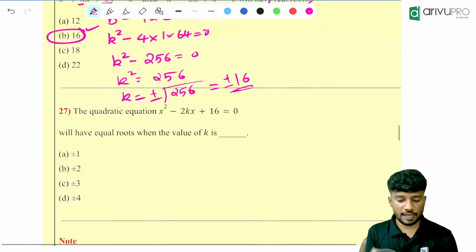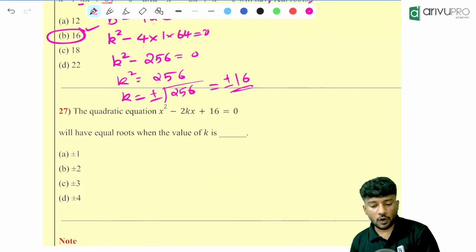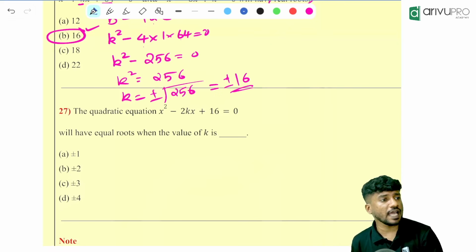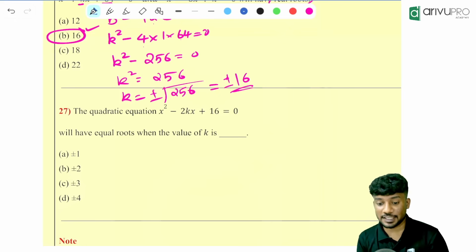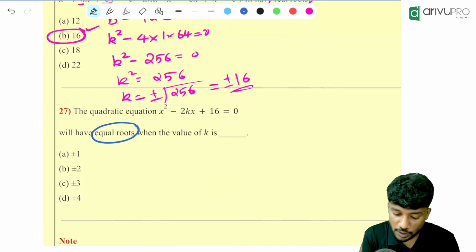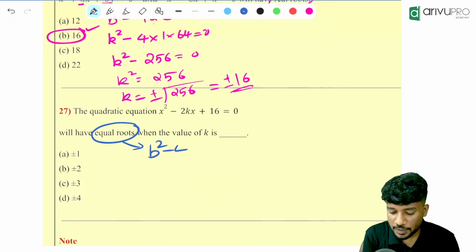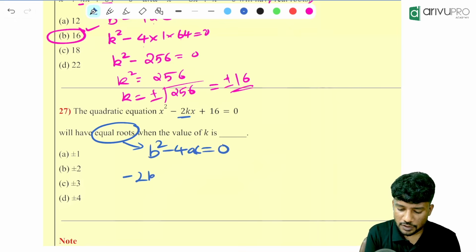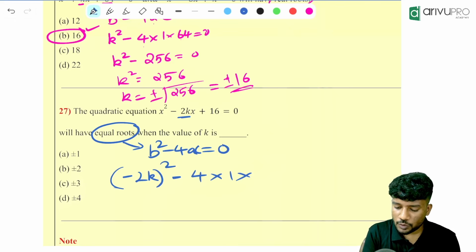Next one, people, have a look over this. Quadratic equation x square minus 2kx plus 16 is equal to 0 will have equal roots when k is what? When was the case of equal roots? b square minus 4ac is equal to 0. Equal roots means what? b square minus 4ac is equal to 0. Substitute the value of b. b is how much now? Minus 2k. Minus 2k the whole square minus 4 into 1 into c is how much? 16, which is equal to 0.